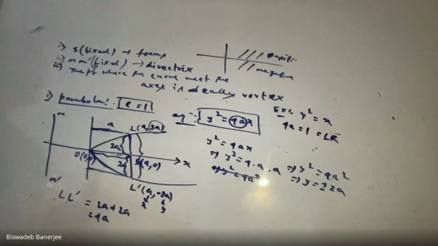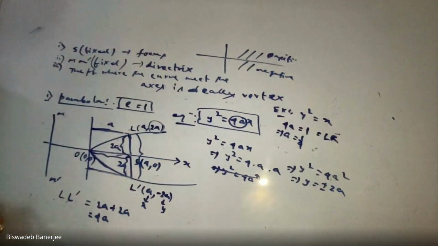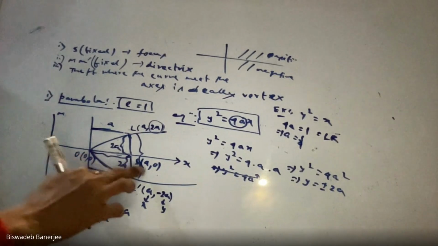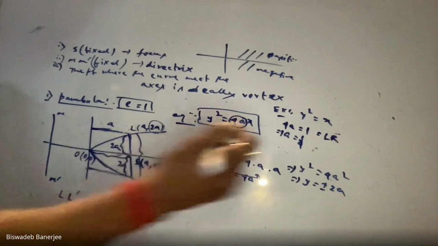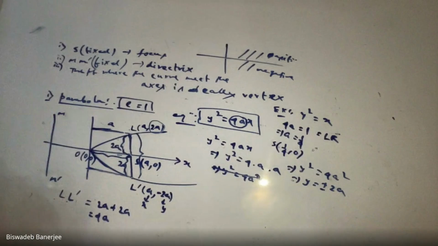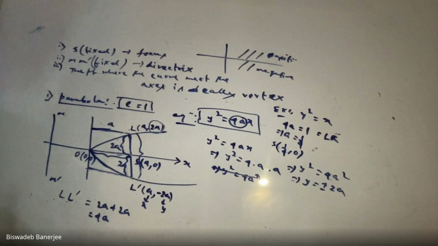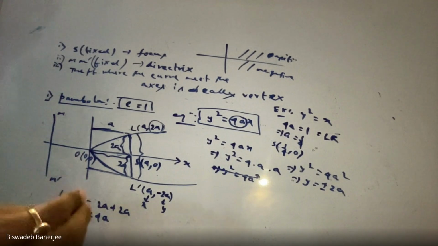Okay, clear? Also, you can see that my a is what? 1 by 4. That means my focus is what? a comma 0. So my focus S will be 1 by 4 comma 0. This is a simple example. So it's a very, very important concept for parabola that we are required in our geometry course.